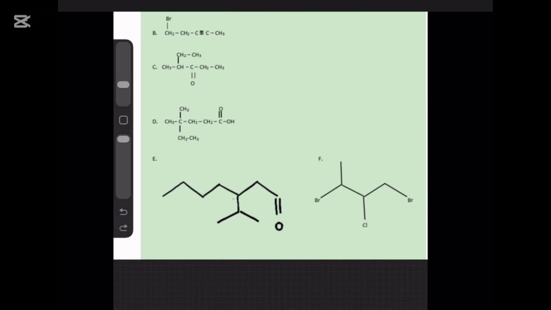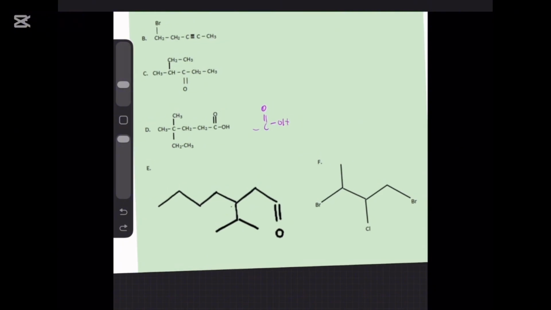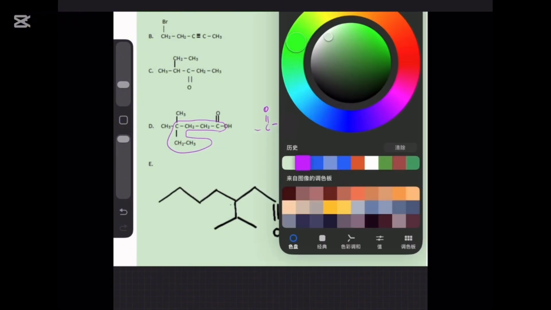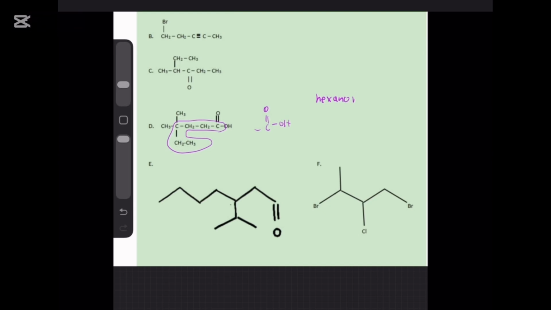For the fourth compound, the structure for the functional group is this, and we name it the carboxyl group. And the molecule belongs to the family of carboxylic acid. To name it, we find the longest carbon chain, which is 6. So we write hexane. But it's a carboxylic acid, so we change the E to OIC acid.